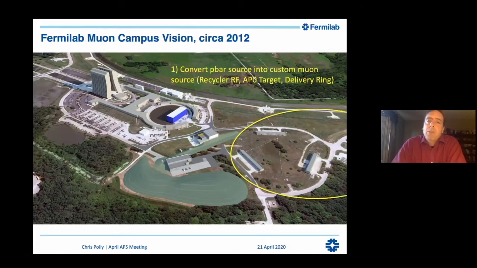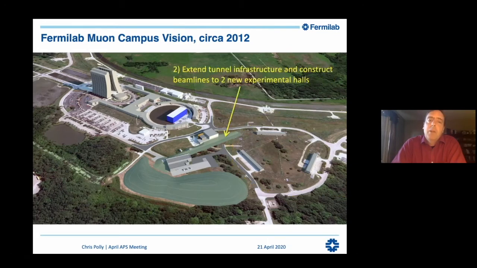We converted the P-bar source into a custom Muon source for the G-2 experiment, and also to provide beam for the Mu2e experiment. We extended the tunnel infrastructure and two new beam lines to go out to two new experimental halls. You can see G-2 in the background, Mu2e in the foreground in this picture. There's the two experiments. And then we recycled a lot of the Tevatron refrigerator equipment in order to make a centralized cryogenic facility that would allow cryogens to flow to all the superconducting magnets needed for these experiments and potentially future experiments.